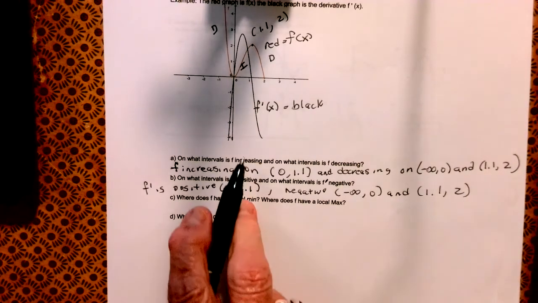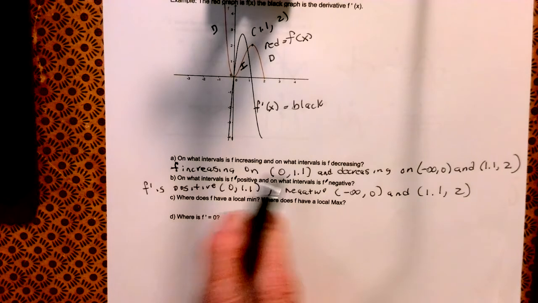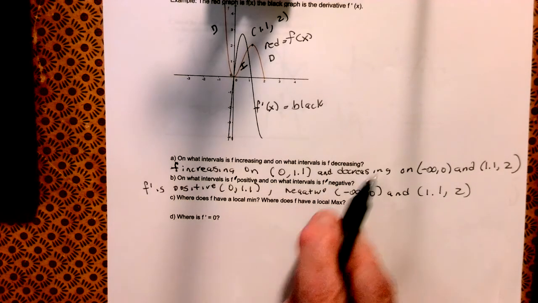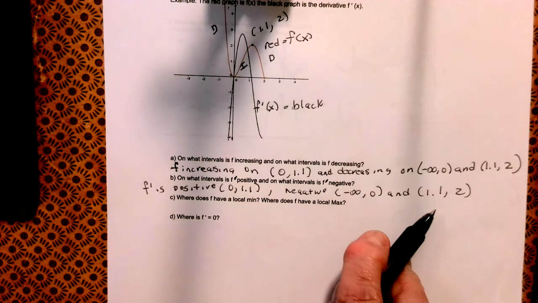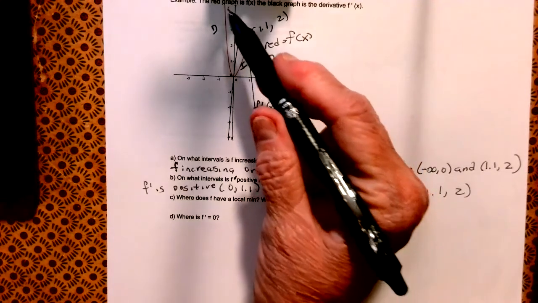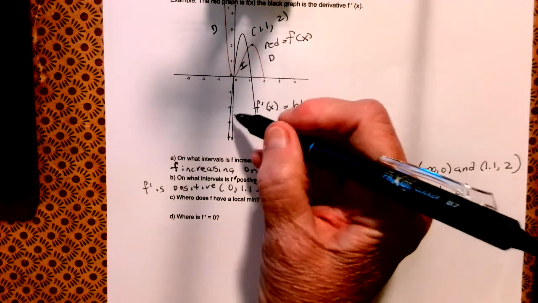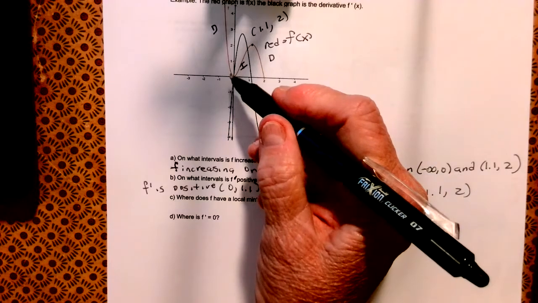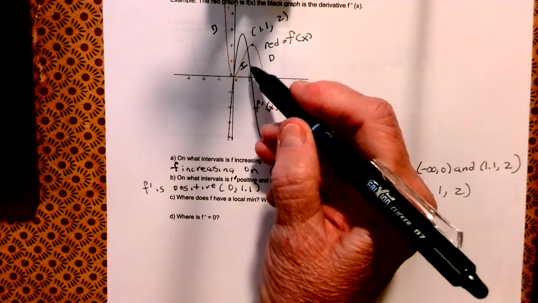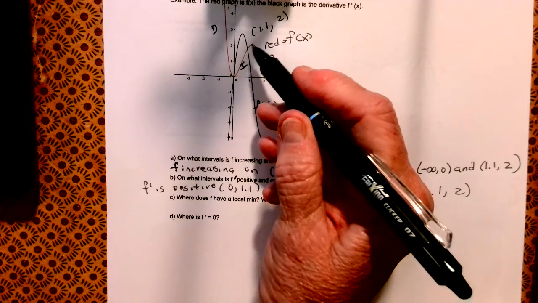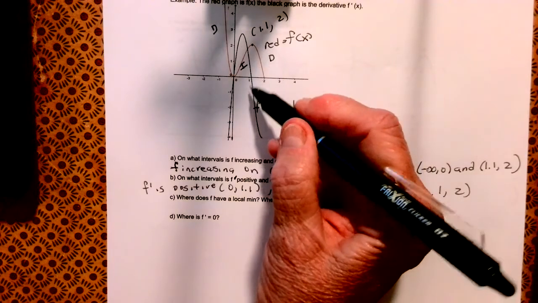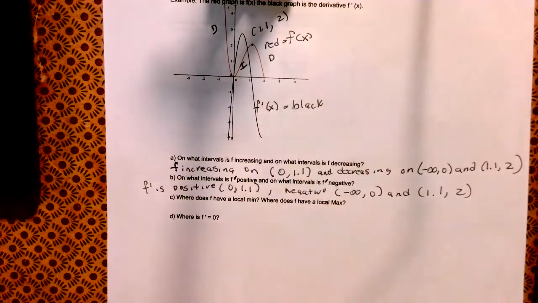Okay, so you see what's happening. Where f is increasing, f prime is positive. Where f is decreasing, f prime is negative. And that's always going to be true. So when I look at this, f is decreasing, f prime is negative. Then f is increasing to right here, f prime is positive to right here. Then f starts decreasing again, and f prime is negative again, okay?